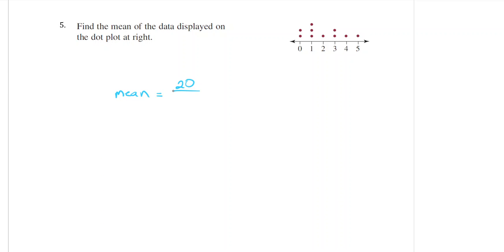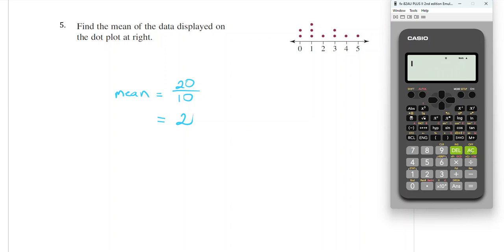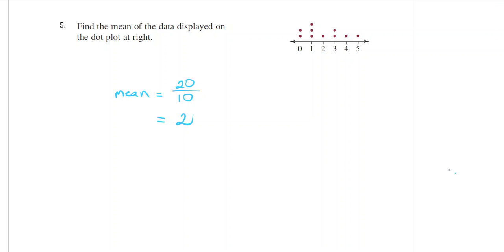Count up the number of dots. 10. What is 20 divided by 10? 2. Nice whole number 2. Now you could, when I typed that in, there is a shorter way you could have typed that in. You could have said there is 0 happens twice, so you go 0 times 2, plus 1 happens 3 times, so 1 times 3, plus there's 1, 2, plus 3 lots of 2, plus a 4, plus a 5, and you get the same thing. But when there's a lot of repetition, you can use multiplication instead of adding. Okay, does that make sense?